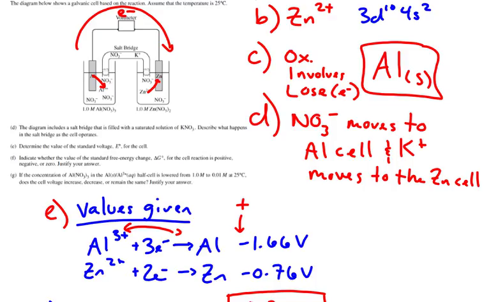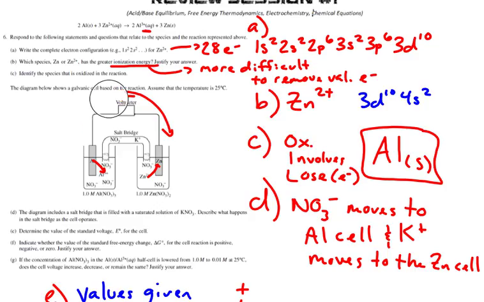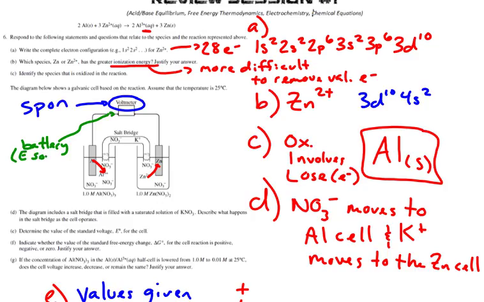Let me give you a hint. If it ever says voltmeter, that says spontaneous. That means this cell is a working battery. If up here it says battery, you're like, wait, what? Or energy source. Then that means that it's actually driving it the other way. It's going against nature. So that's non-spontaneous.